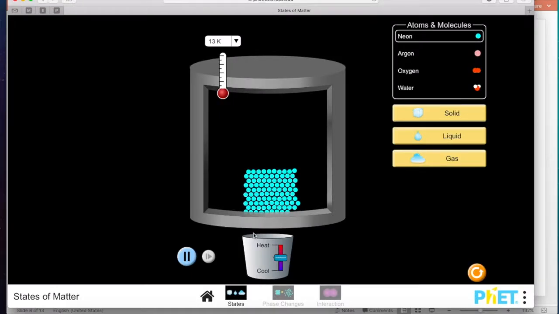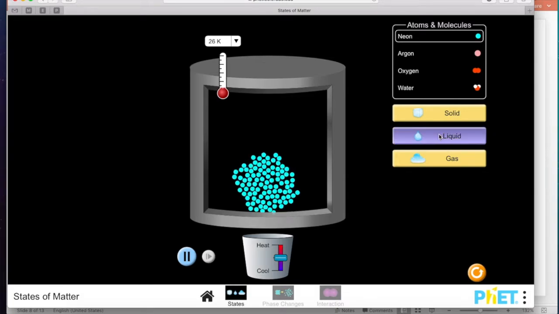Here you can see a really simple little simulation of what we've been talking about. This represents a piece of solid neon. You can see that we're pretty close to absolute zero. It turns out that neon is really bad at sticking to other bits of neon. So you have to get the temperature incredibly low to get these particles to slow down enough to cohere together. And this represents a solid.